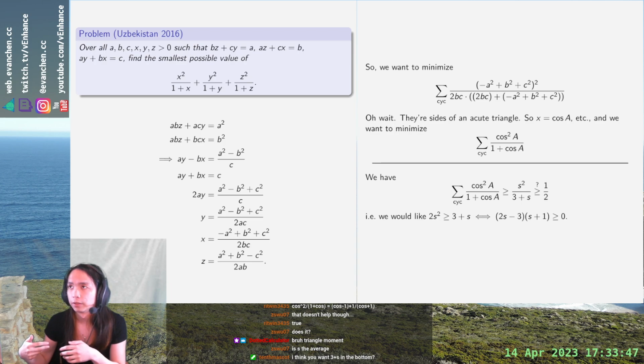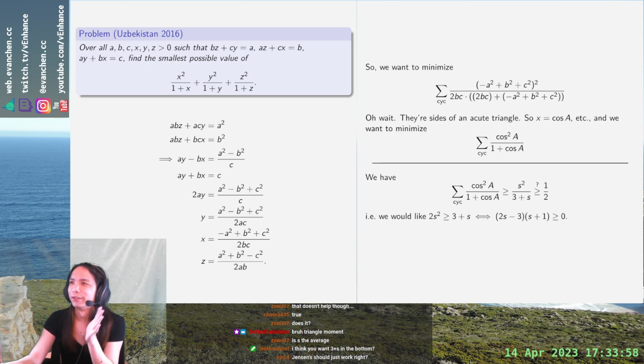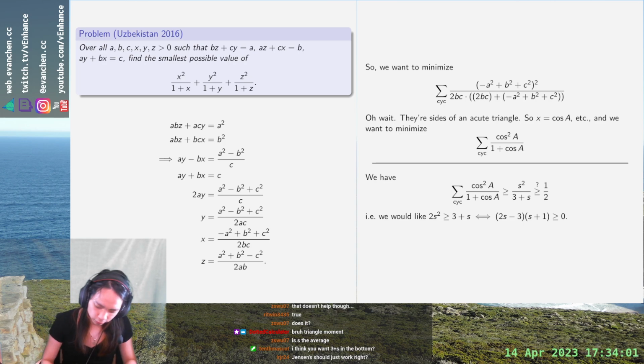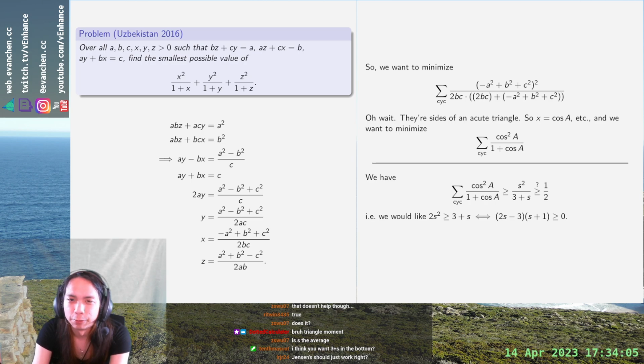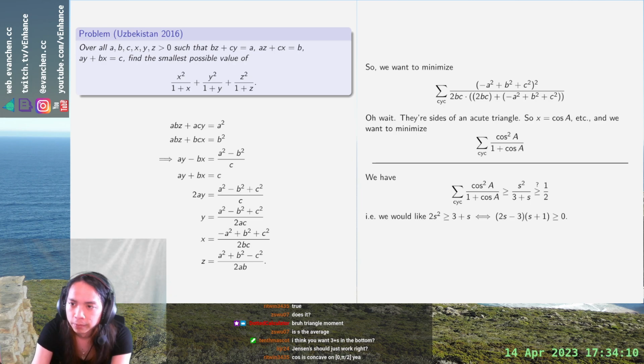Cosine is... Yeah, I mean, cosine is... But it's acute. Okay, so we're fine, because you can use Jensen. All right, we're done. Jensen is fine. I forgot for a moment that we were acute, and I was like, oh no, what if it's obtuse? But no, they're all non-negative, and it's okay. Cool. All right.